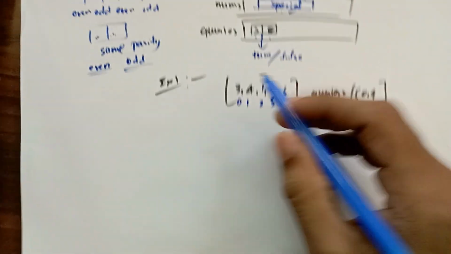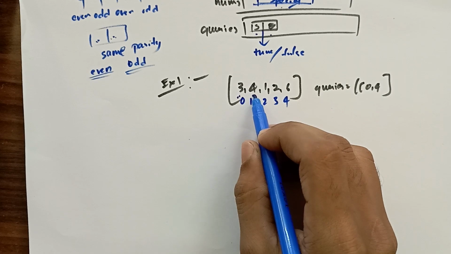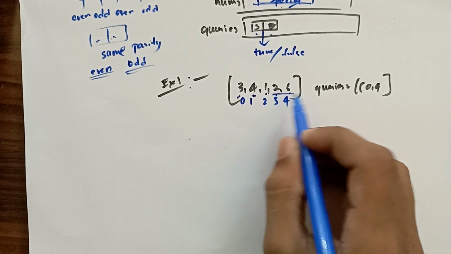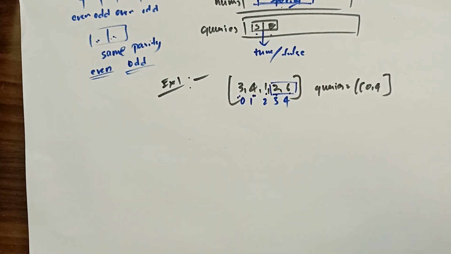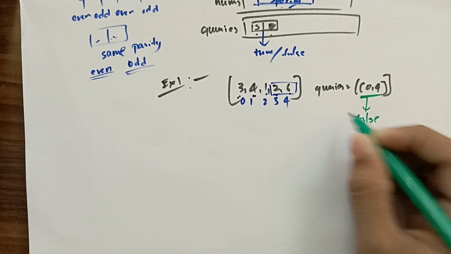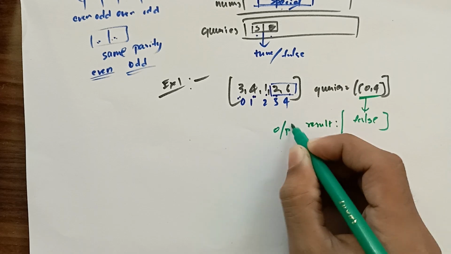Let us see with an example now. 3 comma 4: 3 is odd, 4 is even, 1 is odd, and then 2 is even, and then 6 is even. So these two are even numbers and adjacent. So we will be having false here, and this is our result array. This will be our output.